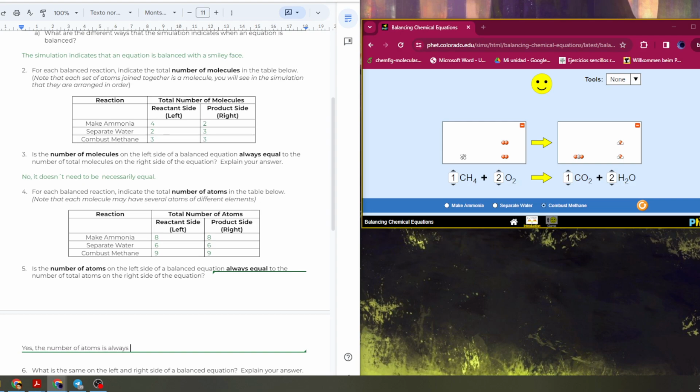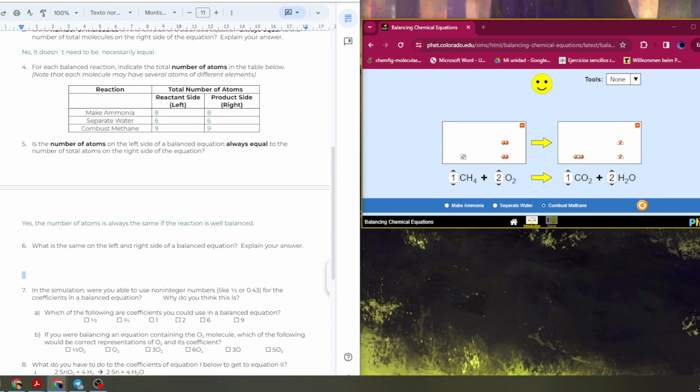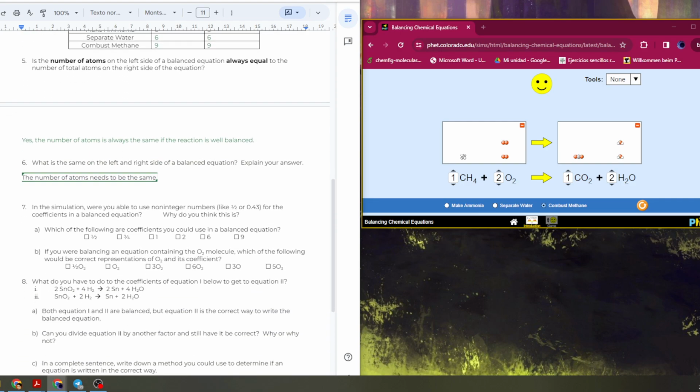It's always the same if the reaction is well balanced. Si no es el mismo, está equivocado. So, what is the same on the left and right side of a balanced equation? The number of atoms needs to be the same. Yes? Okay. Now, if we look at this, we always have integers.